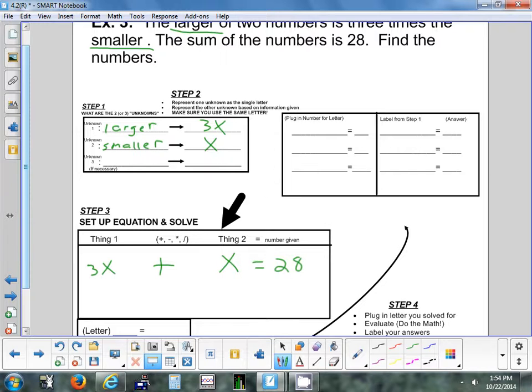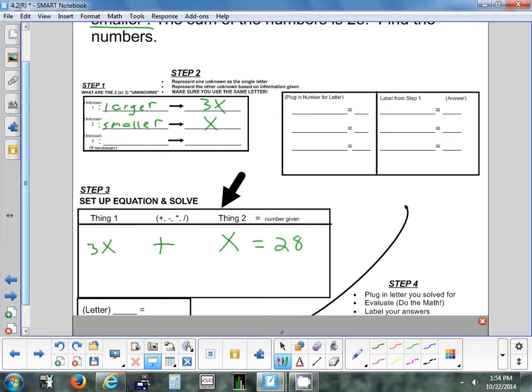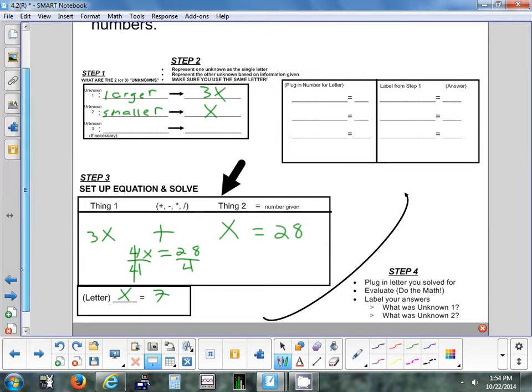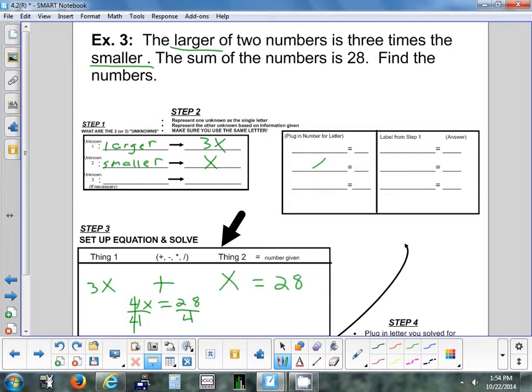Kayla, what did you just say? Combine like terms. What do you get when you combine like terms? 4x. Okay, 4x equals 28. Divide both sides by 4, and you get 7. X is how much? 7. Good. Now we know one of our things. We know x is 7. So let's write that down.